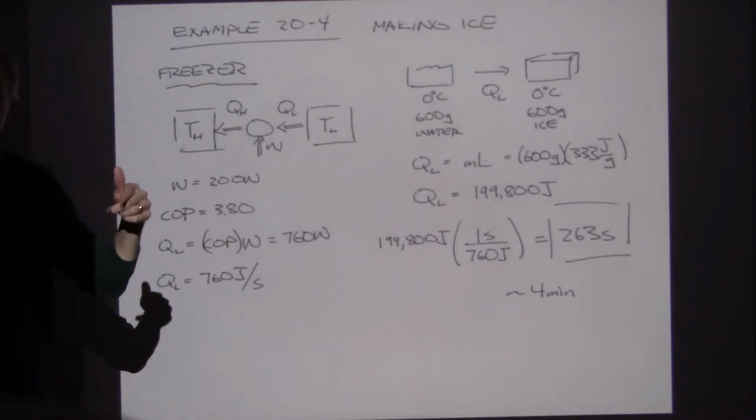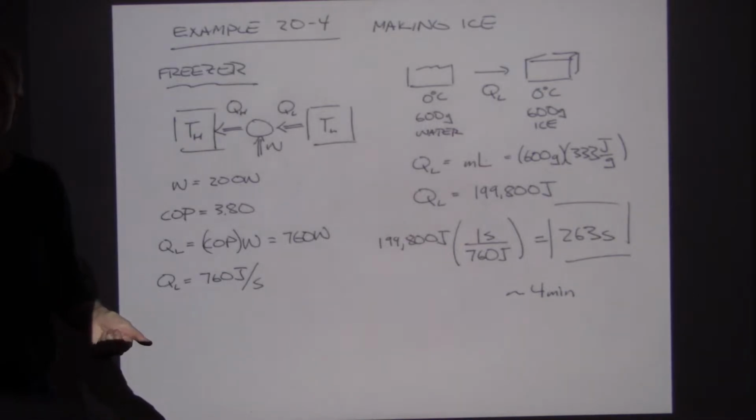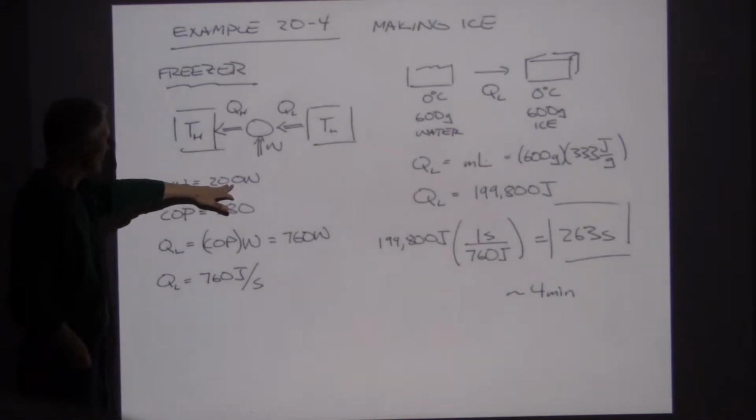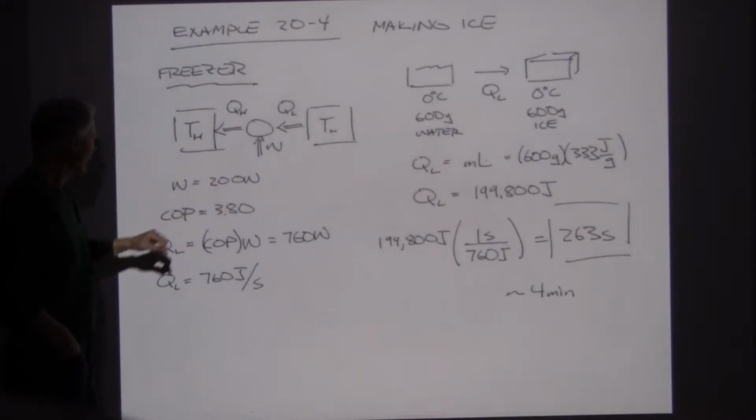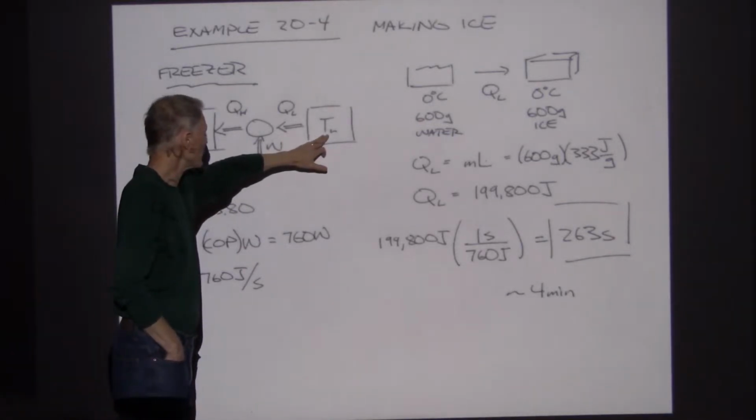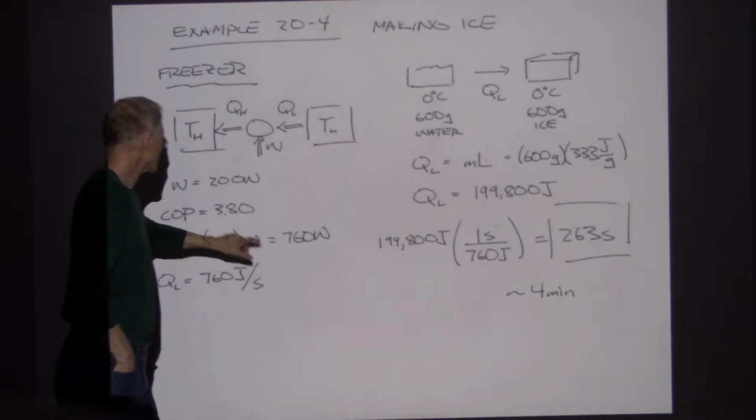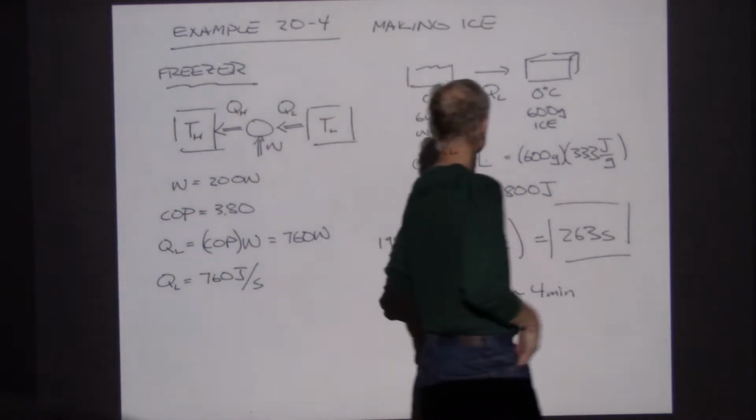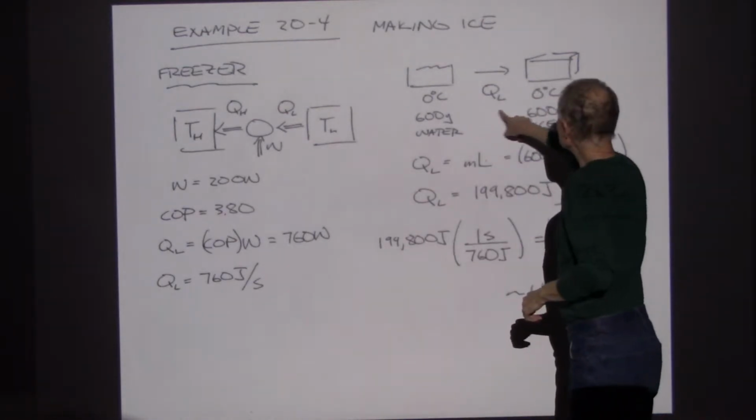So you can actually move more heat than the energy it took to move it, and that's why it's called a heat pump. And so the QL here, the heat that's being drawn out of the freezer is 3.8 times larger than the amount of electricity you're using to make your ice.